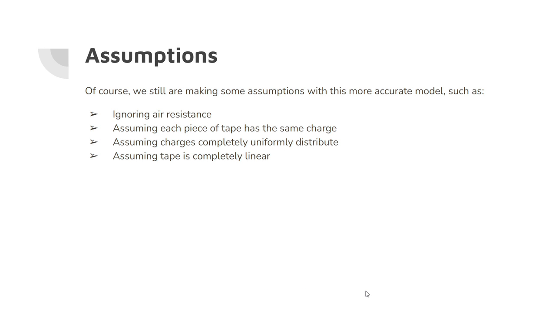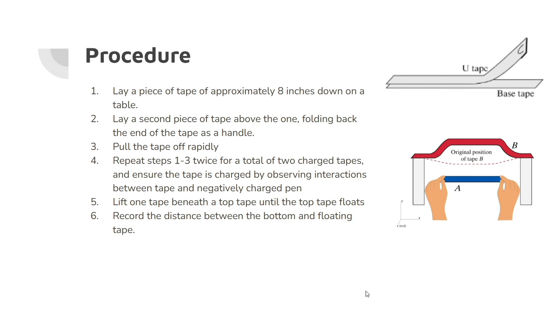And while our assumptions are a lot fewer than what we made in Lab 1, we still are making a plethora of assumptions, such as ignoring air resistance, assuming each piece of tape has the same charge, and essentially is the same piece of tape, which is an inaccurate assumption. We're assuming the charges are completely uniformly distributed, and we are assuming the tape is completely linear. We're treating it, as I alluded to earlier, as a rod rather than like a piece of tape.